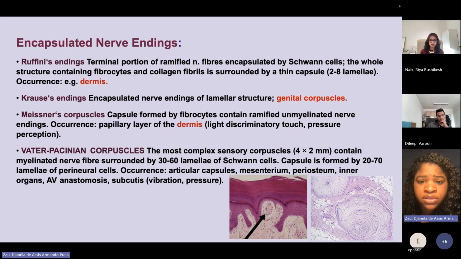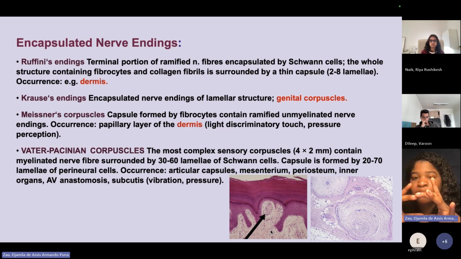Now, Meissner's corpuscles, they are formed by fibrocytes. They have unmyelinated nerve endings, and they're found in the dermis. So the capsule is formed by fibrocytes. They have unmyelinated nerve endings, and they occur in the dermis. So this is an example of Meissner's corpuscle, guys. I know from experience that it takes a while for you guys to be able to differentiate, once you see a nerve or a neuron, from just normal connective tissue. But that's the thing. You guys are just going to have to practice, and then suddenly it's going to be very easy for you guys to differentiate it.